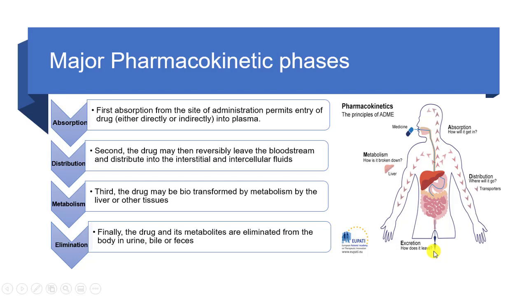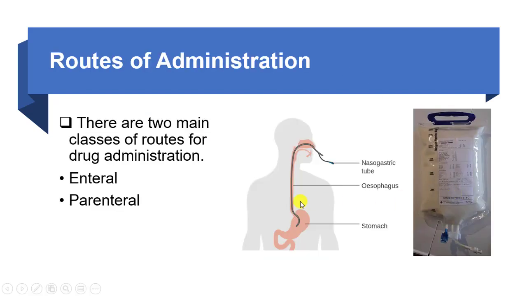This is what I have talked about in this smart chart as well. First we have absorption, then distribution, then metabolism, and then elimination. You need to understand these four phases before we move on to the next topic, that these are essentially the main four phases of pharmacokinetics that happen within the body, or what happens to the drug when it enters the body. If I move to the next slide, I'm going to talk about the routes of administration.